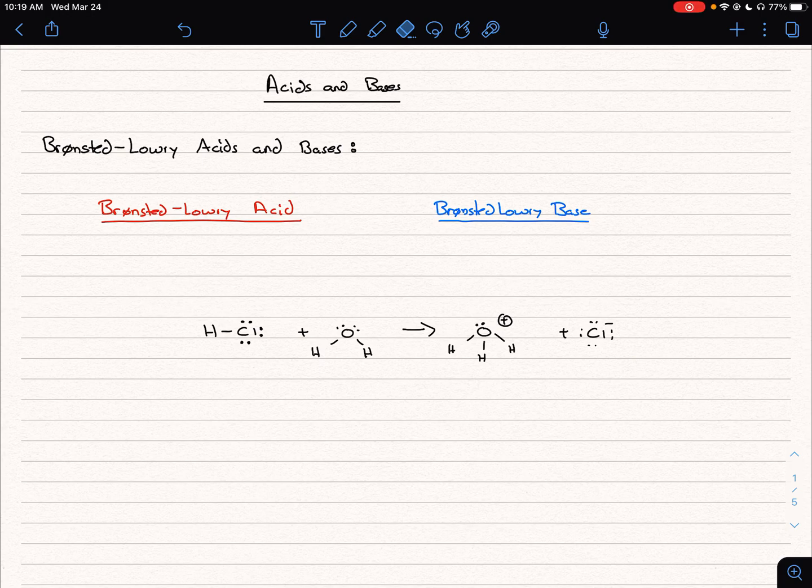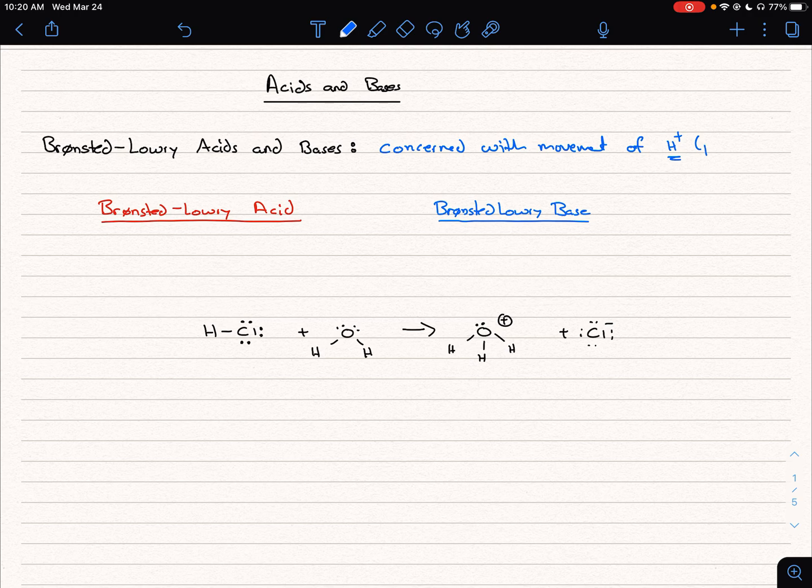So this video is going to go over acids and bases and some basic definitions. And in particular, we're going to be looking at Bronsted-Lowry acids and bases. And you may recall that when we think about a Bronsted-Lowry acid and base, these are going to be acids and bases that are concerned with the movement of protons, or H pluses.